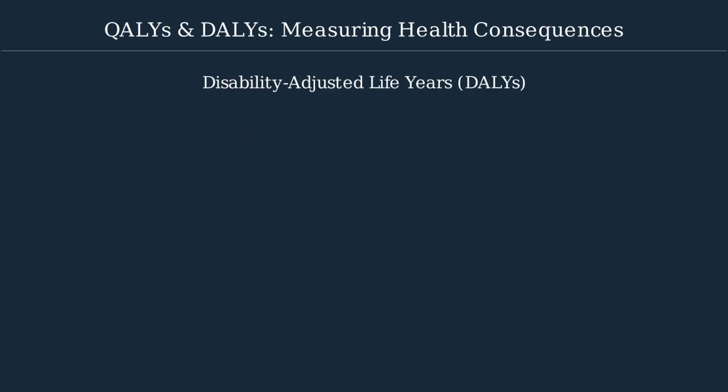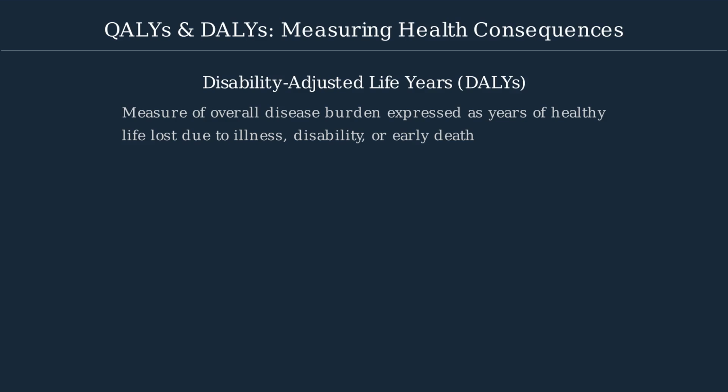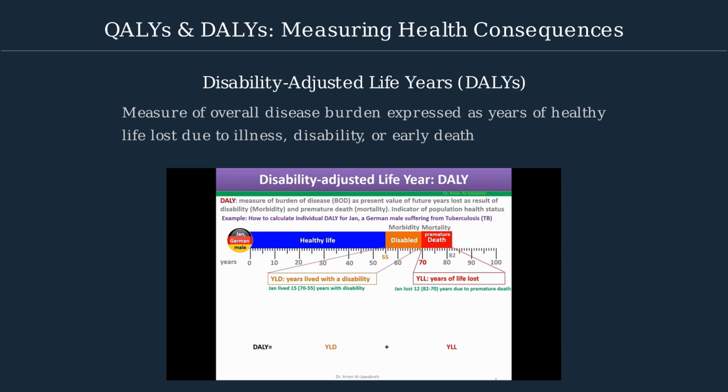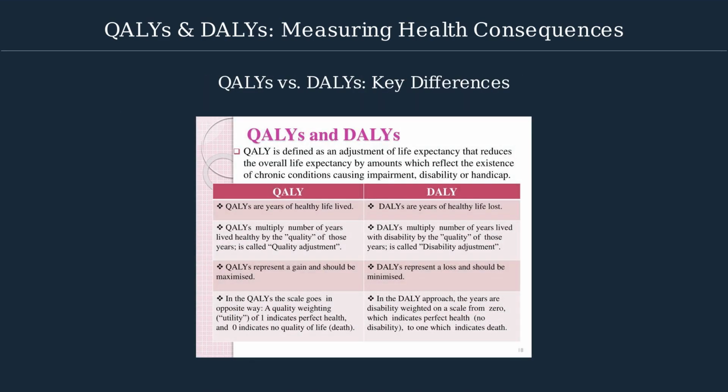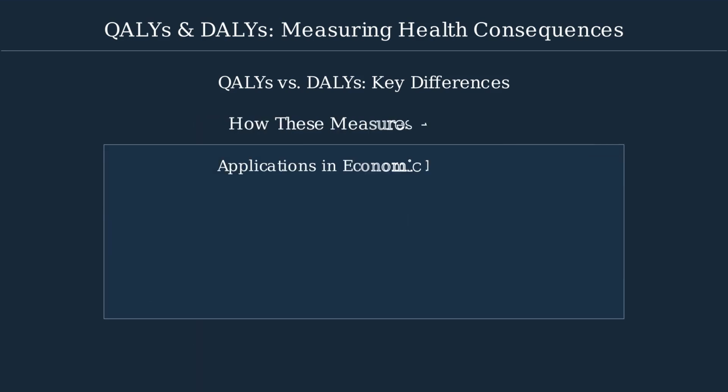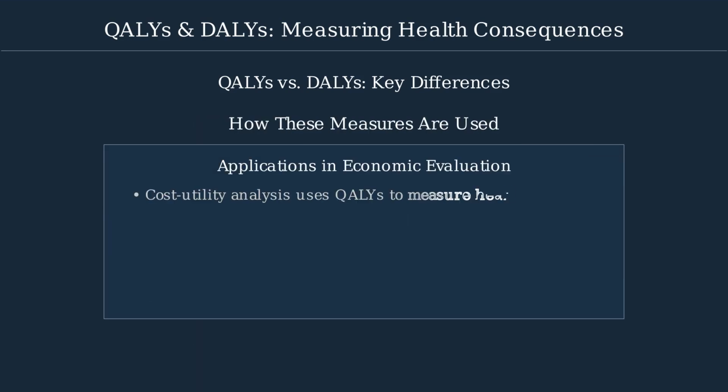Disability-adjusted life years, or DALYs, measure the overall disease burden as years of healthy life lost due to illness, disability, or early death. Here's an example showing how DALYs are calculated for Jan, who has tuberculosis. His DALYs include both years lived with disability and years of life lost due to premature death. Let's compare QALYs and DALYs side by side to understand their key differences. These measures are essential tools in economic evaluation.